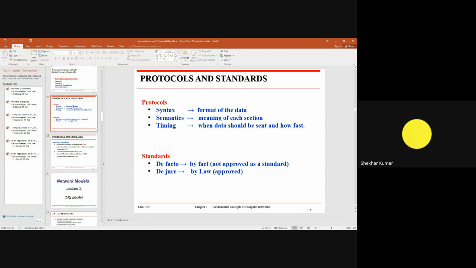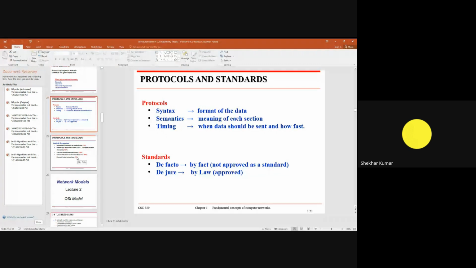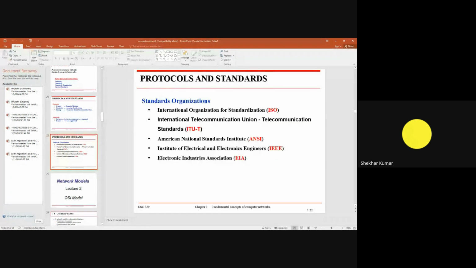We have different protocol standards also. These standards are your ISO, that is the International Organization for Standardization. One is your ITU-T, International Telecommunication Union. Another standard is your ANSI, American National Standards Institute, IEEE and EIA. These are some protocols and standards.